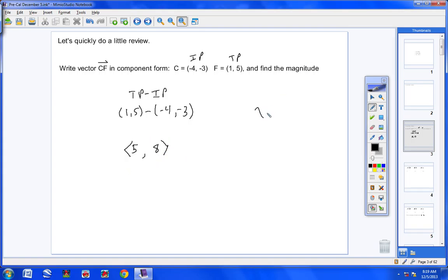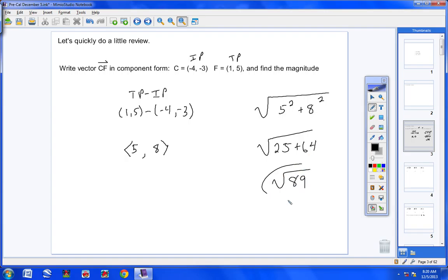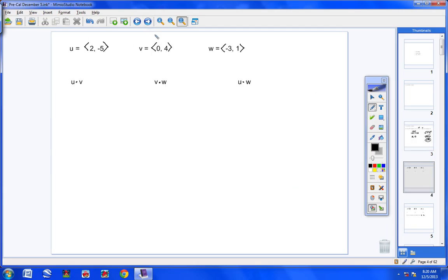Now let's find the magnitude. Well, we square the 5, we square the 8, we add them together and take the square root of them. So 25 plus 64, square root of 89. That cannot be simplified.